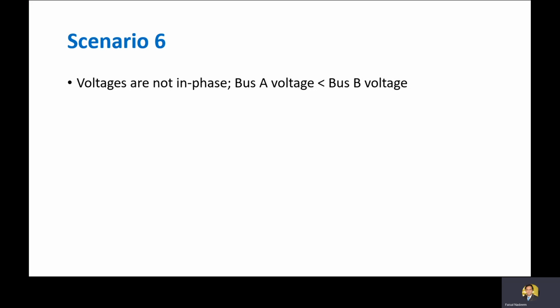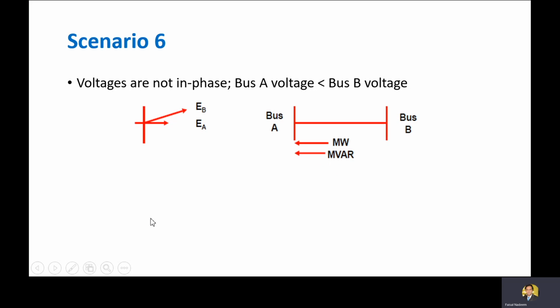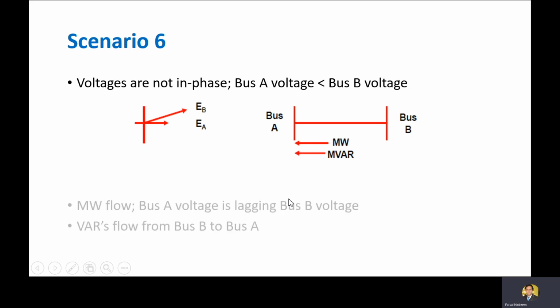Voltages are not in phase and bus A voltage is lesser than bus B voltage. Again, in this case, bus B voltage is leading the bus A voltage. Therefore, the active power will flow from bus B to A. Similarly, the magnitude of bus B voltage is also greater than bus A voltage, so the reactive power will also flow from bus B to bus A.